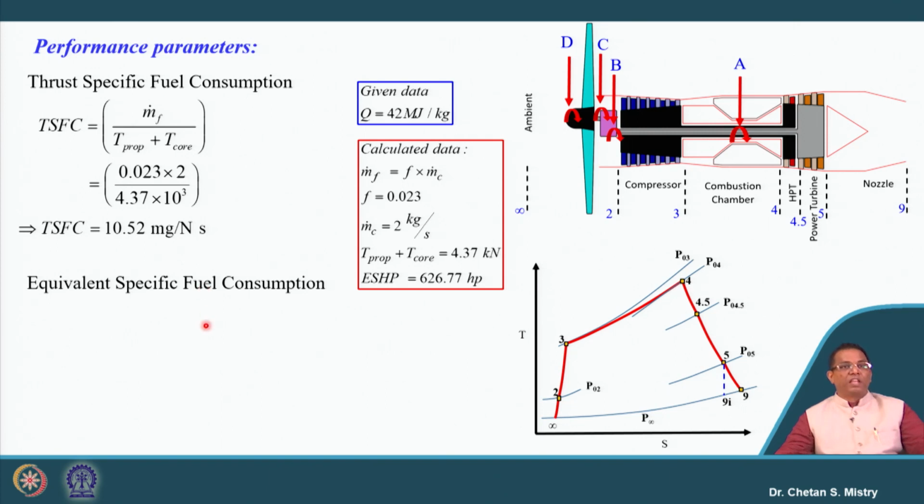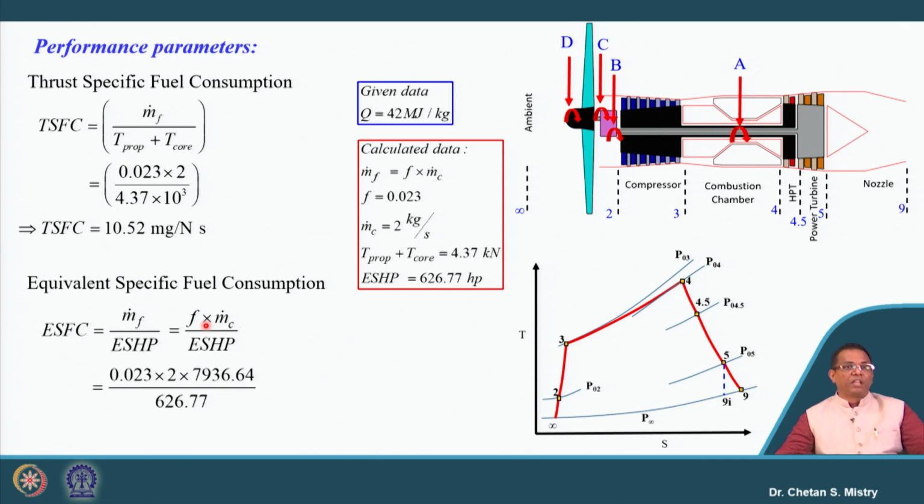Okay. Similarly, equivalent specific fuel consumption, that's what we are putting as m dot f divided by equivalent shaft horsepower. And if we calculate that, this number with the conversion comes to be 0.5825 pounds per equivalent shaft horsepower-hour. So we need to be careful in terms of what formulation we are using, and we need to remember the conversion factor also.